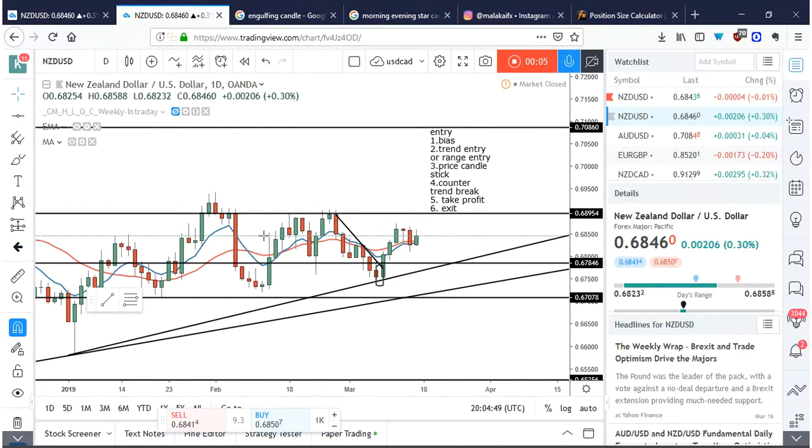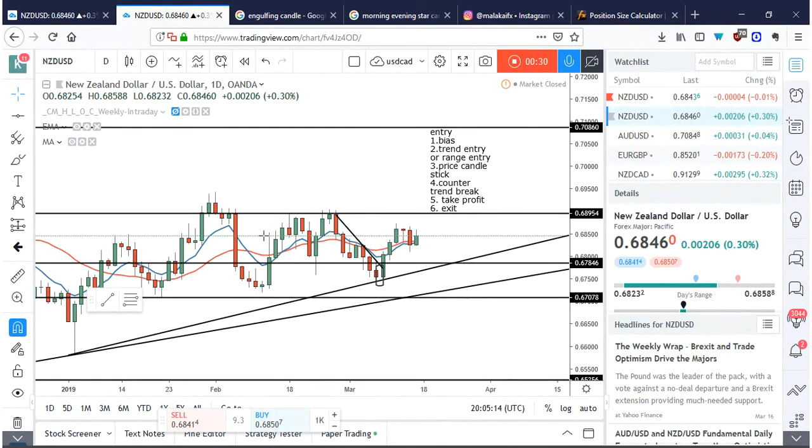So we've gone through the bias. Now we're going to look at entries, which people say is the most important part. But also at the same time, you need to have your overall bias in place. So you need to have what direction you think the market's going in, and then we can see how to jump in and how to jump out.